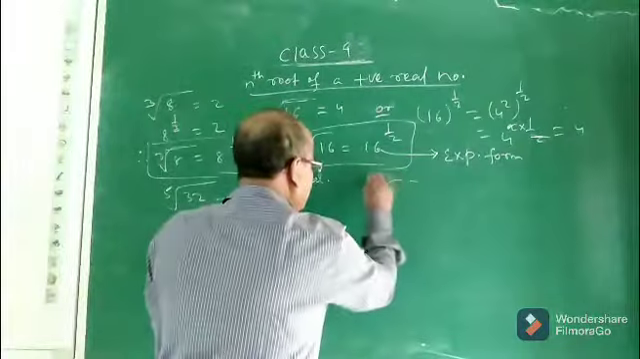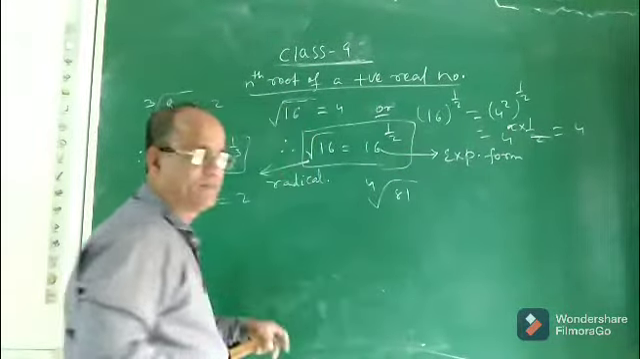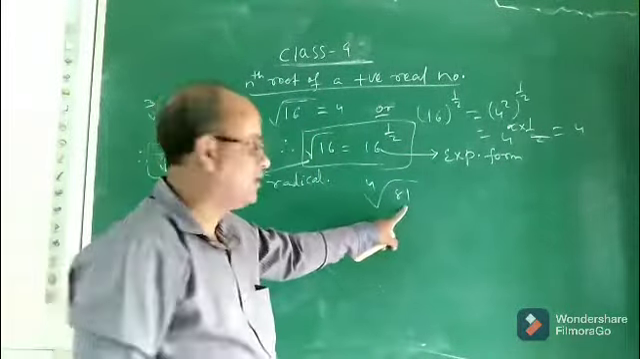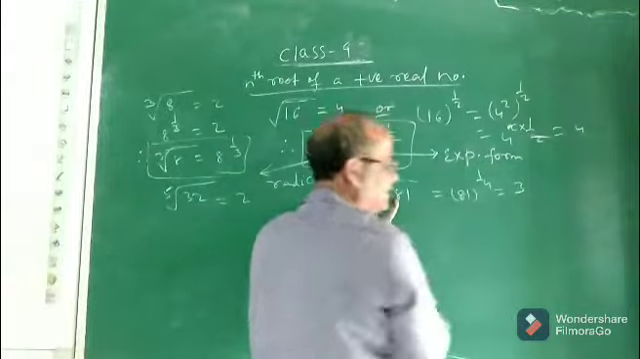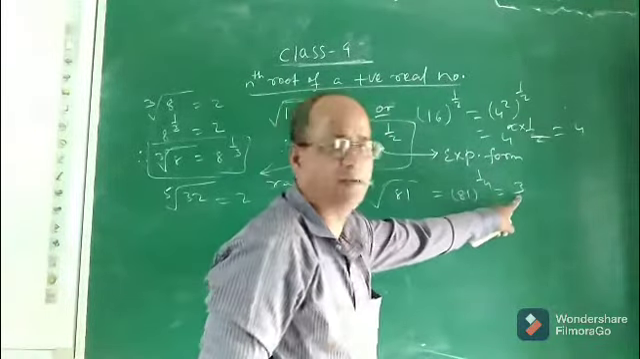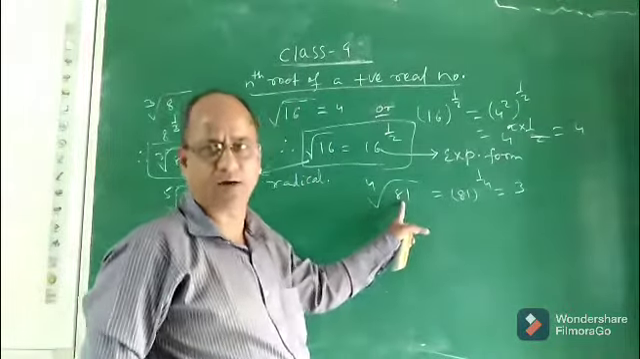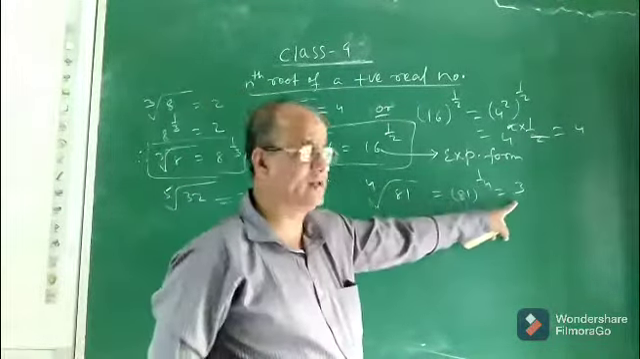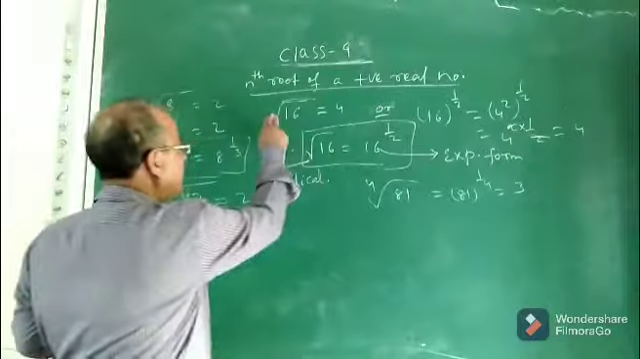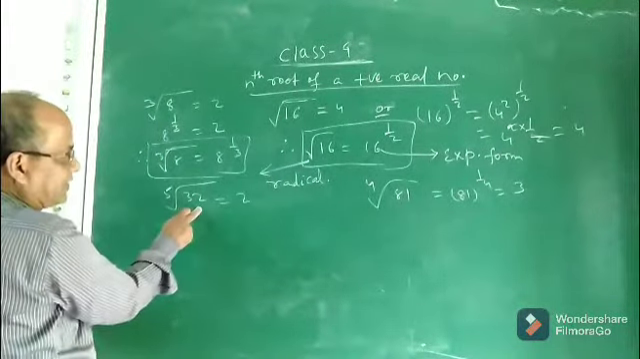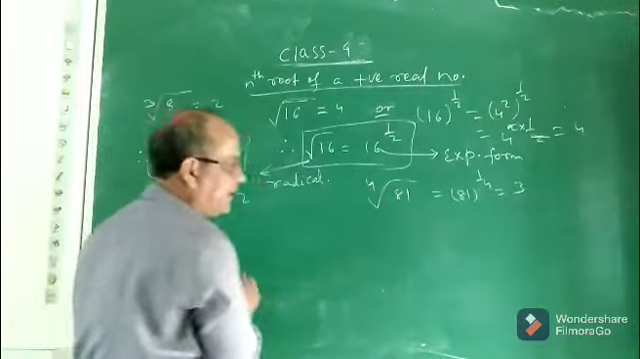Similarly, if I ask you what is the fourth root of 81, it will be written as 81 to the power 1 by 4 and the answer will clearly be 3. Because if you multiply 3 four times, then only you will get 81. So the fourth root of 81 will be 3. So this is square root of 16, this is cube root of 8, this is fifth root of 32, this is fourth root of 81.